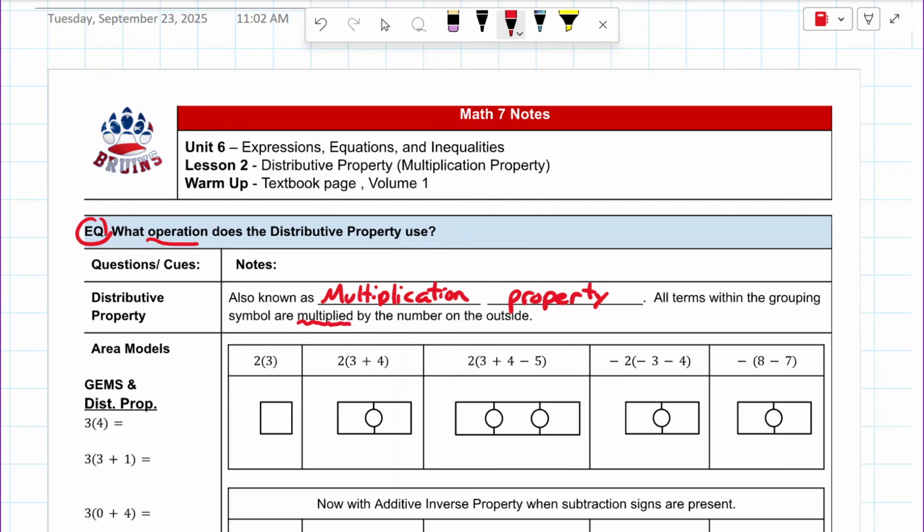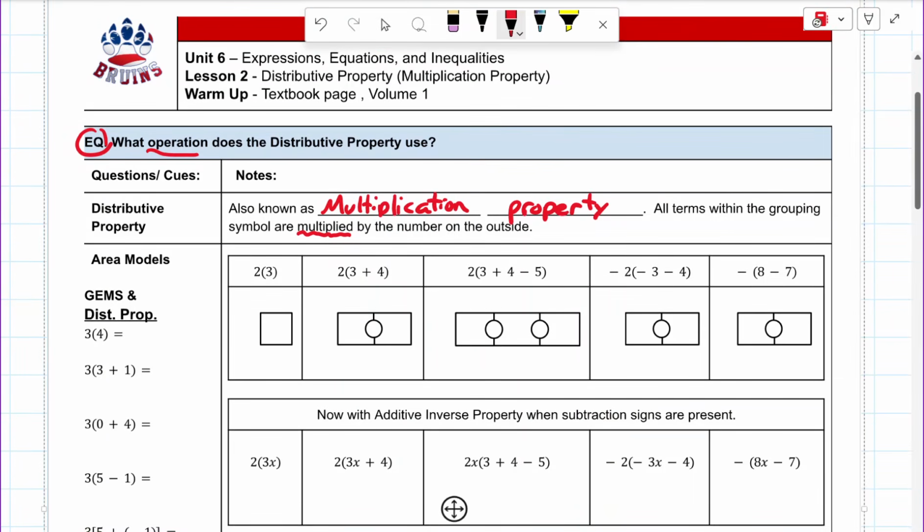So here to begin looking into the distributive property, we have area models. And an area model uses boxes like this. You might be familiar with what area is from elementary school. There's a 2 on the outside of the grouping symbol here, so it goes over here. And then whatever's inside the grouping sign goes up at the top. We're going to keep the parentheses around it. And 2 times 3 is 6.